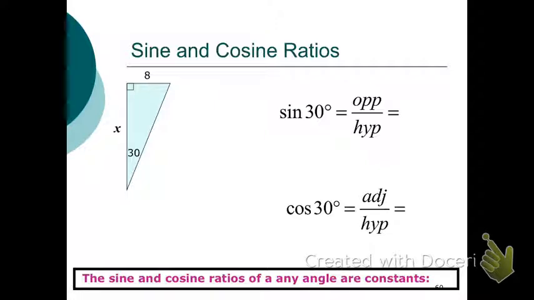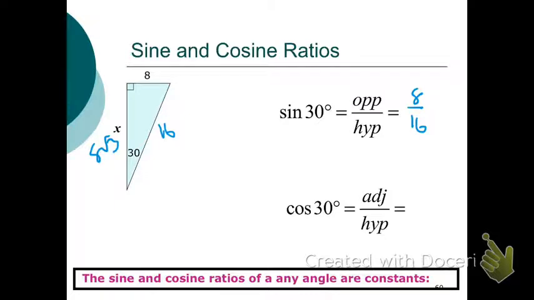The sine is the opposite over the hypotenuse. So sine and cosine ratios of any angle are constants. So the sine of 30 degrees is the opposite over the hypotenuse. In this case, it would be the opposite. Well, you can figure out, given this triangle, that since the short leg is 8, then the hypotenuse is going to be 16, right? So you're going to get 8 divided by 16.